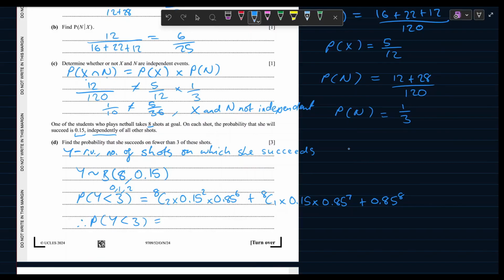This is 8 choose 2 multiplied by 0.15 squared multiplied by 0.85 to the 6, plus 8 choose 1 multiplied by 0.15 times 0.85 to the 7, plus 0.85 to the 8. And this gives us 0.895, and that's our final answer.